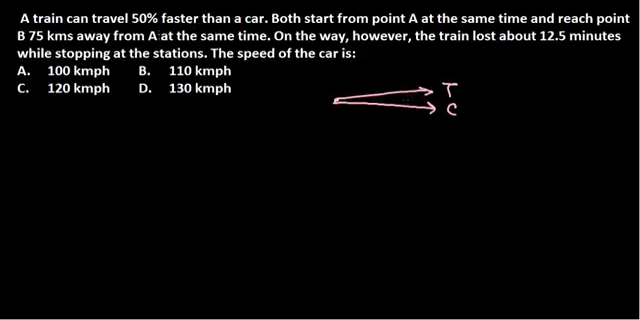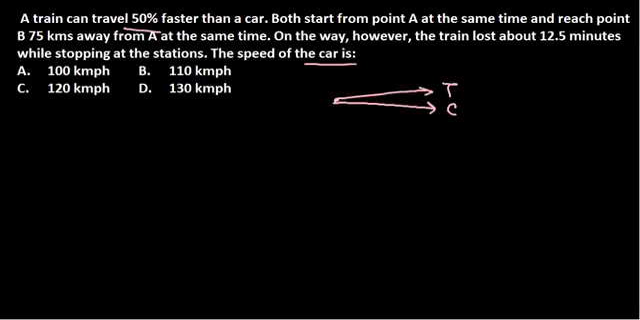Now this is very, very important. It is suggesting 50% faster, so we don't know the speed of either of them. We simply know that the train lost about 12.5 minutes while stopping at stations. So it's completely relative to each other, but we don't know the speed of any one of them. So we need to assume something.